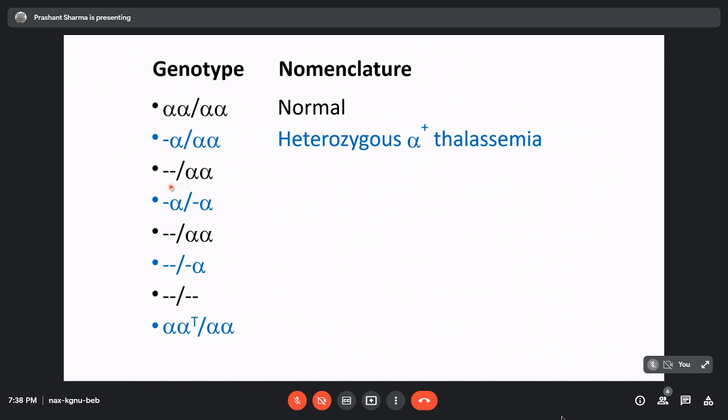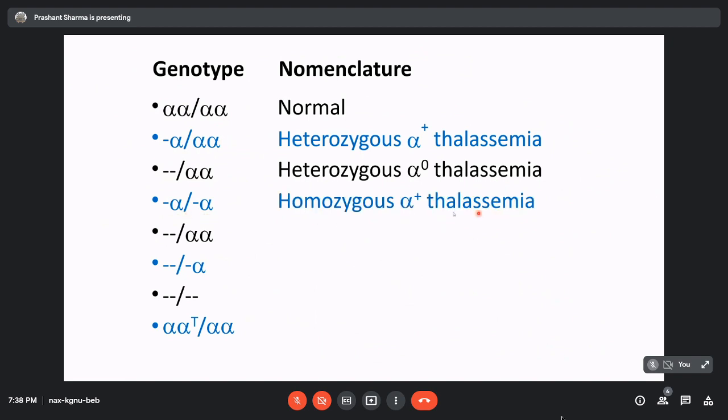The two chromosome 16s don't match. Alpha naught or alpha plus? Alpha naught, because there is no output from the thalassemic chromosome 16. So heterozygous alpha naught thalassemia. Okay, let's try this. Two of the alpha globin genes are lost out of four, but it is one each on each of the chromosome 16s. So homozygous or heterozygous? This one is homozygous. The two chromosome 16s are identical or similar in their genotypes. And is it alpha naught or alpha plus? Well, both of them are alpha plus. So this will become homozygous alpha plus thalassemia.